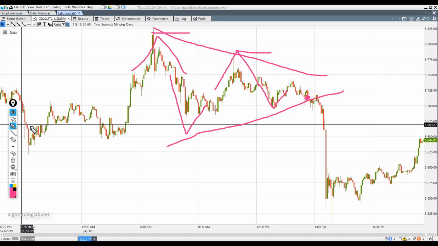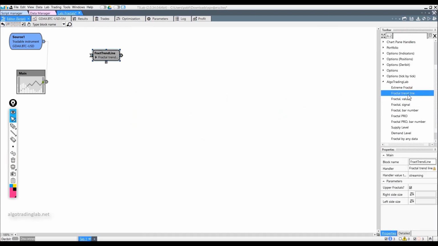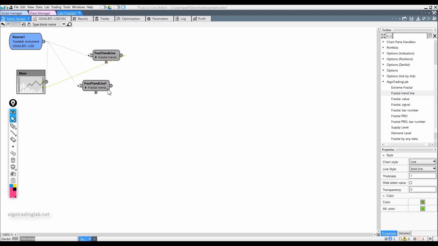Let's try to do that. We will get two blocks of fractal trend line. One trend line is going to be built on the up fractals, while the other is built on the down fractals. Let's take more candles, for example, 20 on each side. We will plot them on the chart and try to understand how we describe this situation.